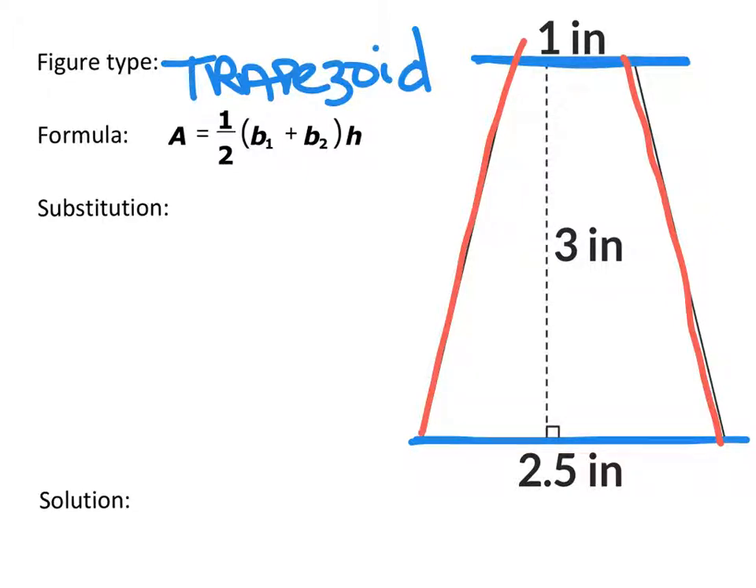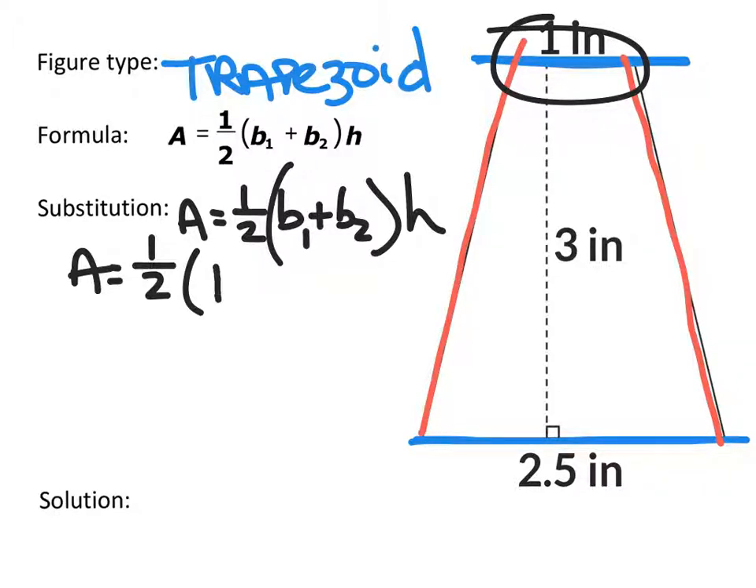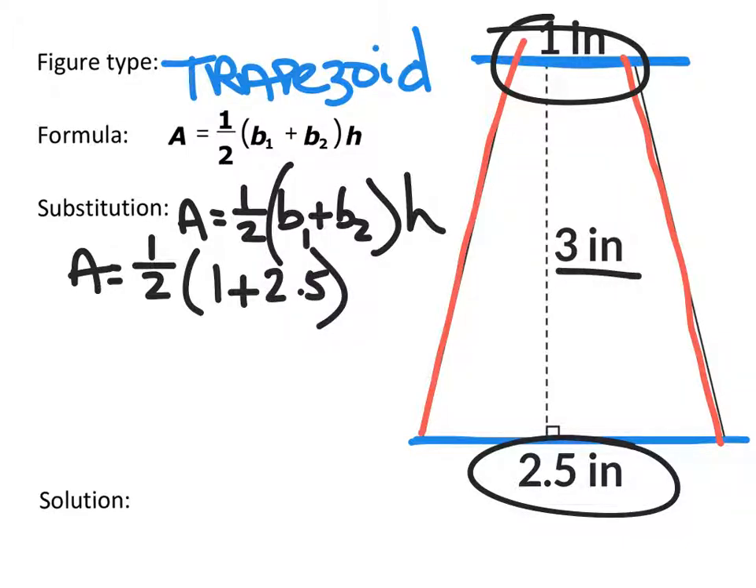The formula is A equals 1/2 of B1 plus B2 times the height. So when we do that with substitution, area equals 1/2 B1, the first base, which is 1, plus B2, the second base, 2.5, times the height. This is the height, perpendicular to the base, forming a 90-degree angle.